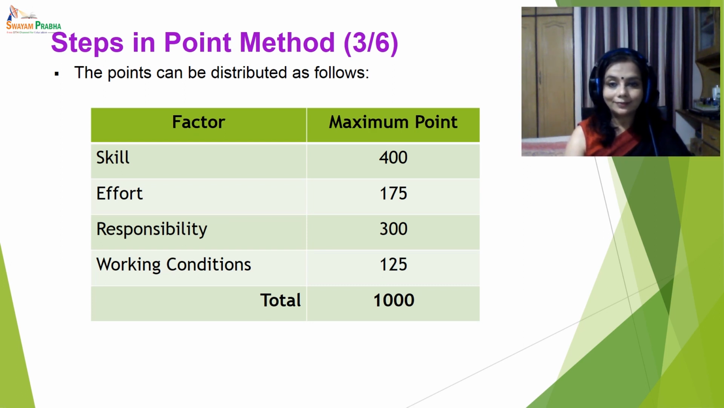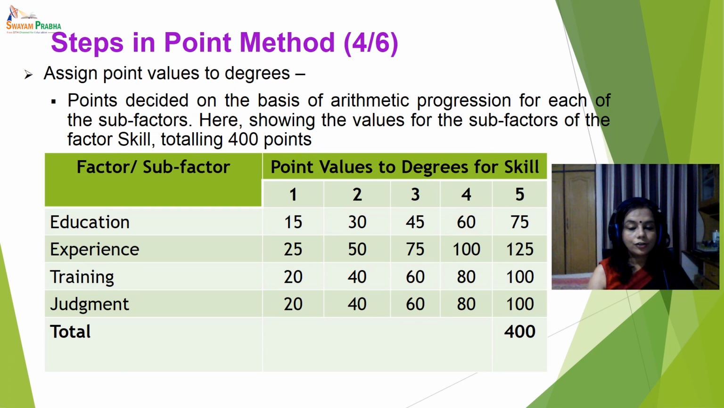Now, in the next step, assign point values to degrees. As we have discussed earlier, for each of the factors, or each of the sub-factors, you can have various degrees, and you have defined everything in detail, going from 1, 2, 3, 4, and to 5. So, points are decided on the basis of arithmetic progression for each of the sub-factors. Here in this example, it is showing the values of the sub-factors of the factor skill. So first of all, here we are discussing point values to degrees for skill, and for skill the sub-factors are education, experience, training, and judgment.